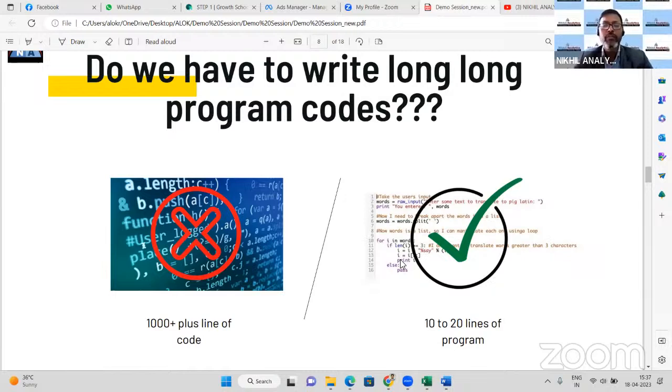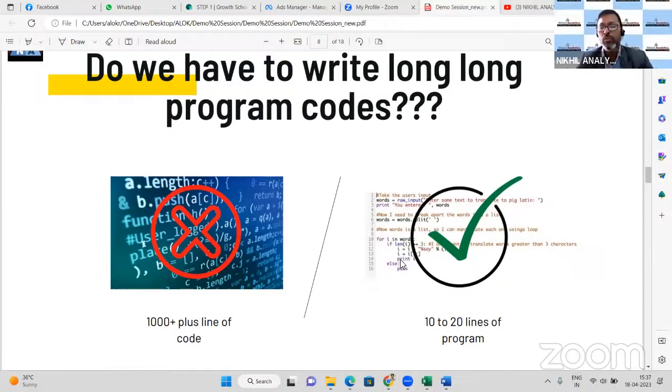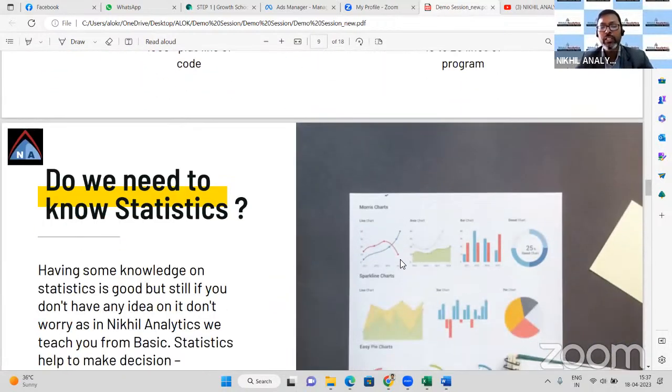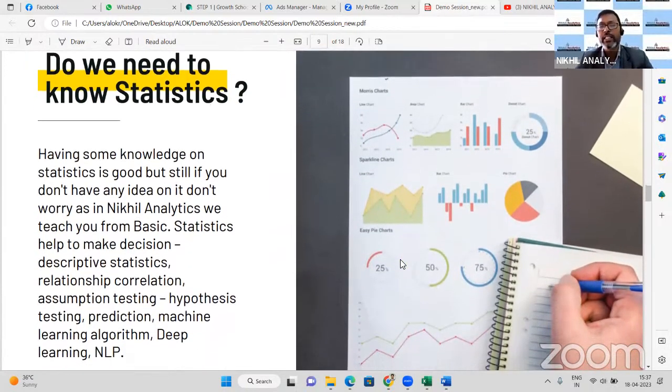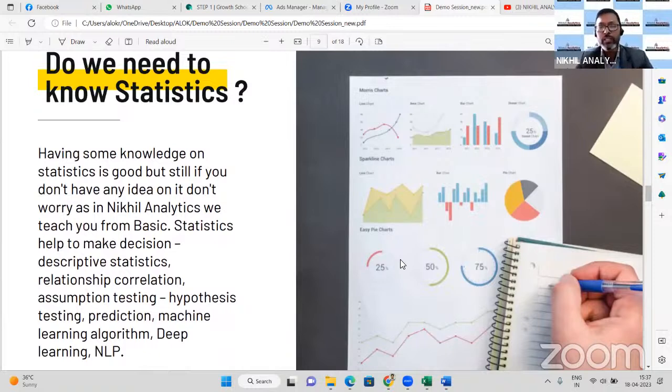Another thing people very commonly ask me is, do we need to know statistics? What do you think? Do we need statistics? Yes or no? Just write your answers in the chat. Yes, no. Yes. Pankaj is saying no. Shobha is saying yes. So it's a tie.